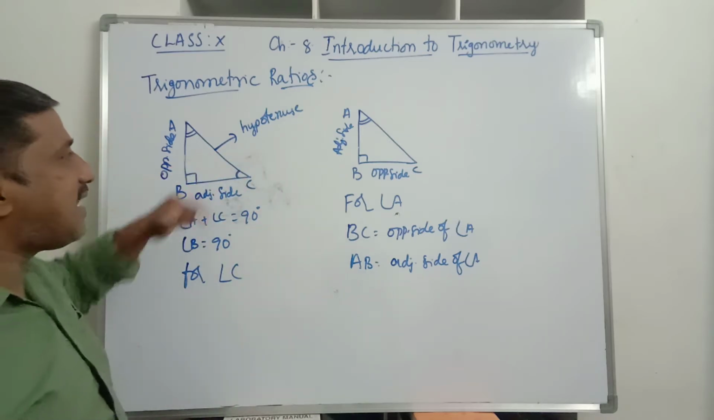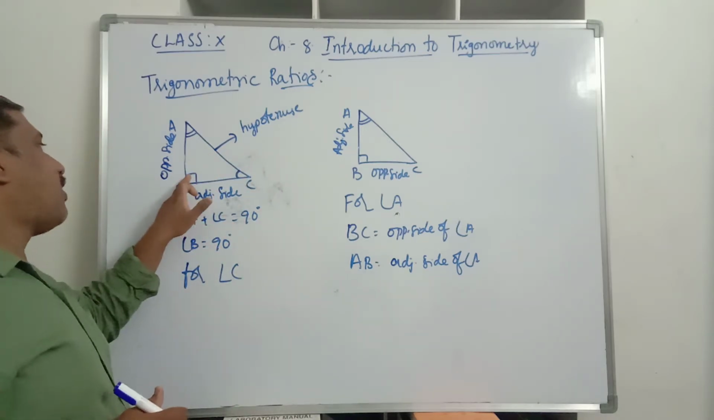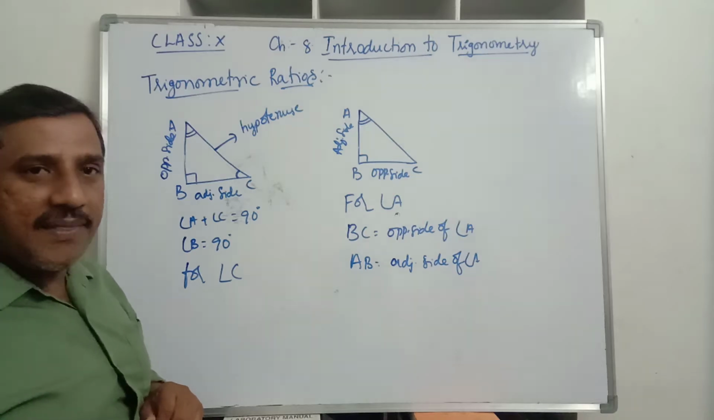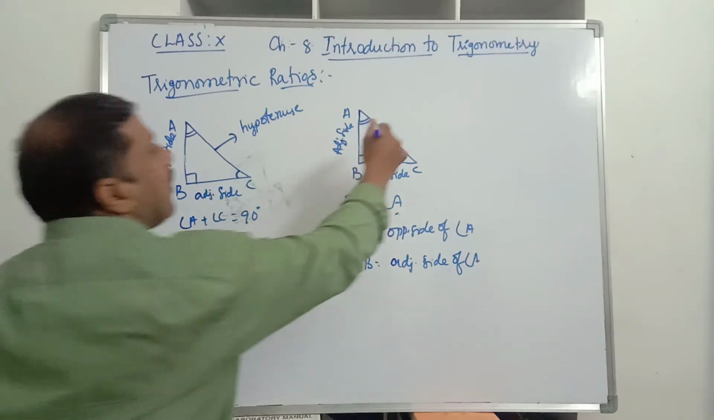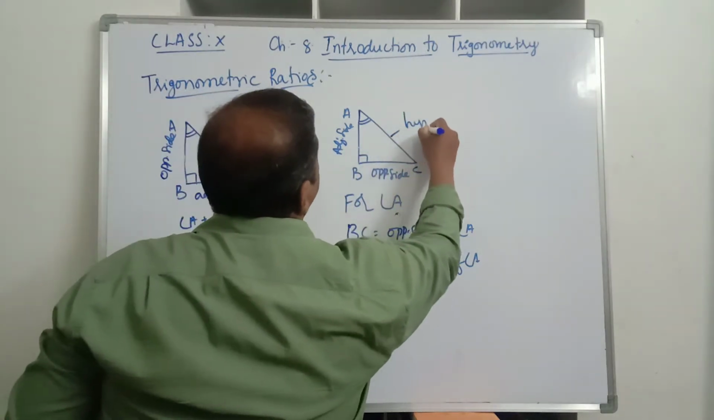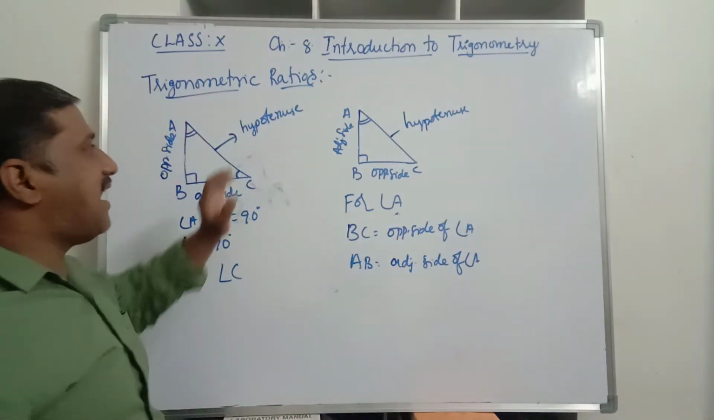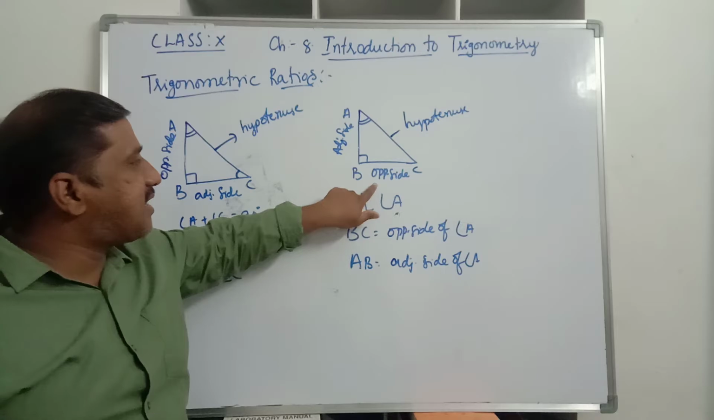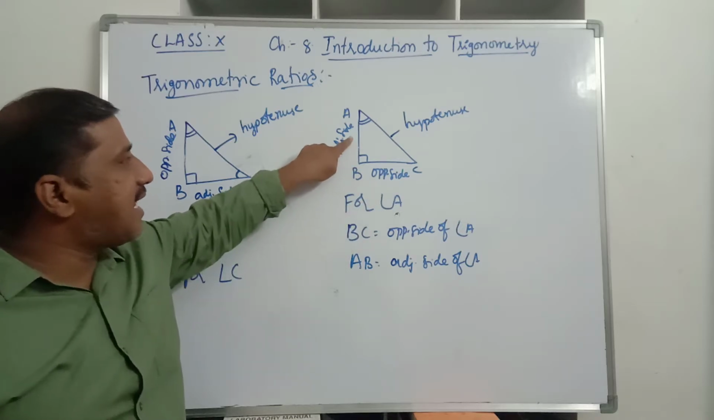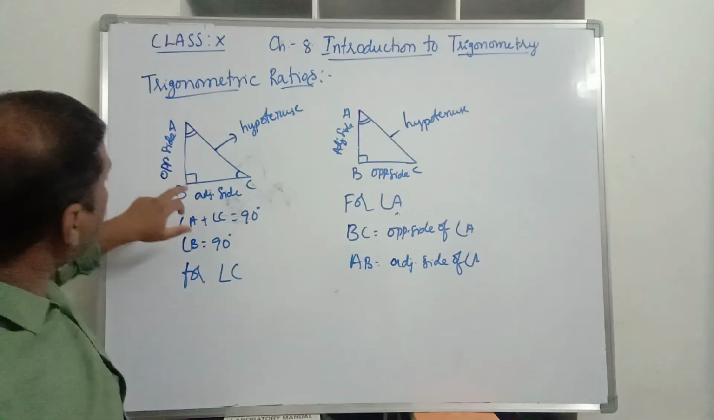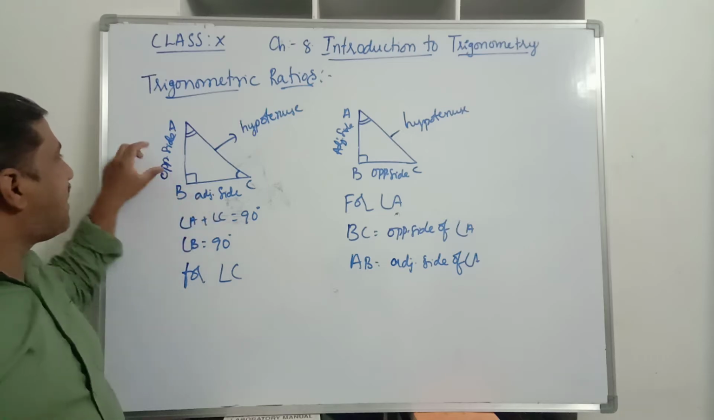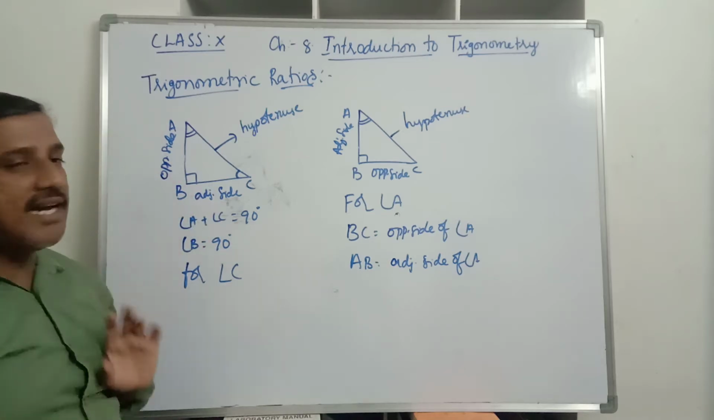Again, here AC is the hypotenuse as it is opposite to angle B, that is 90 degrees. Here also AC is the hypotenuse. There is no change in the hypotenuse. Now we will see here for angle A, the opposite side is BC and the adjacent side is AB. Similarly for angle C, the opposite side is AB and the adjacent side is BC.